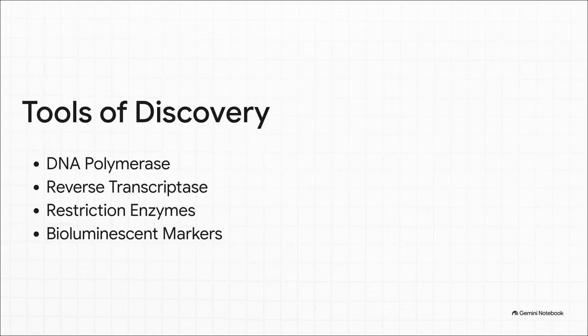Now, of course, progress isn't all just lucky accidents. A lot of it comes down to having the right tools. Things like DNA polymerase allowed scientists to actually synthesize new DNA. Reverse transcriptase let them run the tape backward, turning RNA back into DNA. Restriction enzymes acted like molecular scissors, giving scientists the ability to cut DNA at very specific, predictable spots. And bioluminescent markers, those are literally glowing proteins, borrowed from jellyfish and fireflies, if you can believe it, that allowed researchers to visually track these invisible interactions. These tools were essentially the puzzle pieces falling into place to create modern molecular biology.